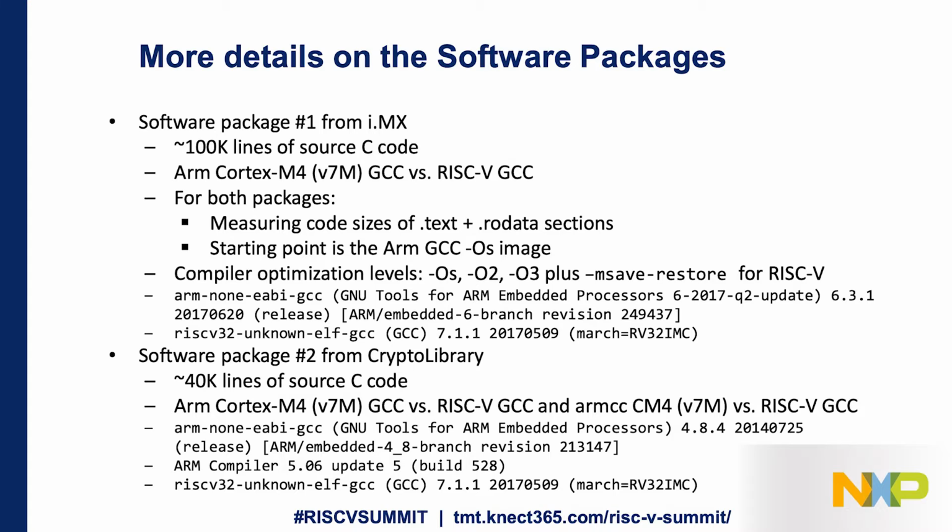The second software package is this crypto library, which is about 40K lines of source C code. For this one, we actually did two separate comparisons. We again did Cortex-M4 GCC versus RISC-V GCC, and in addition to that, we looked at the ARM compiler for Cortex-M4 versus the RISC-V GCC. Again, the specific revisions are there.